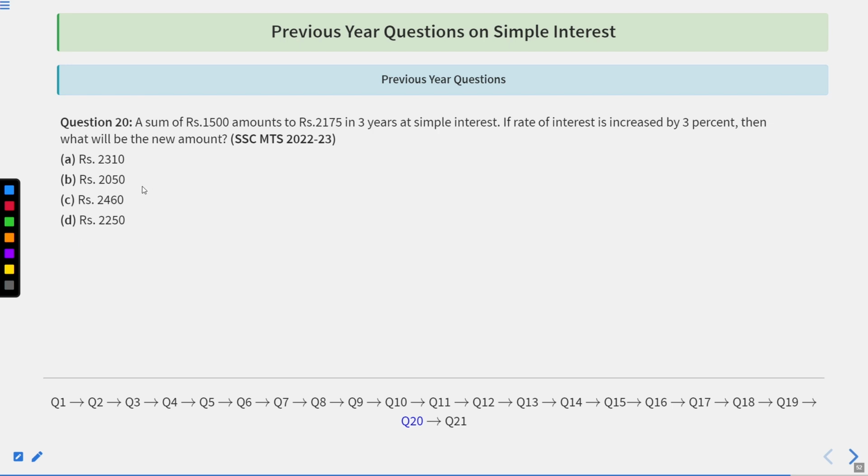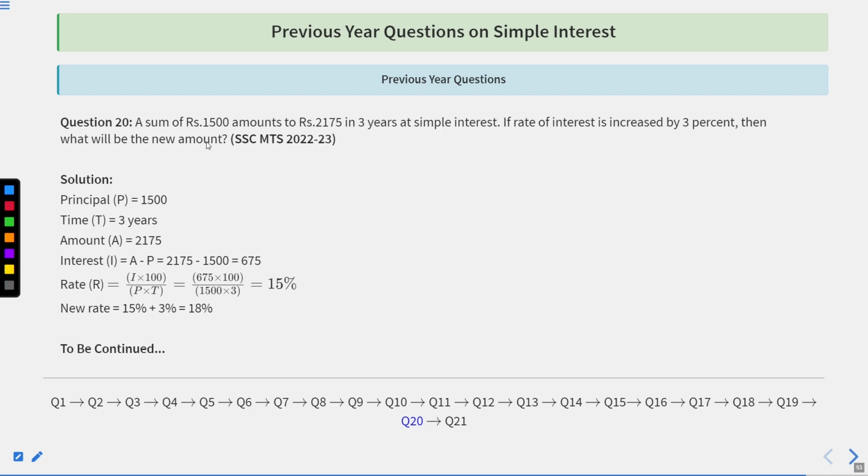Question number 20. A sum of rupees 1500 amounts to rupees 2175 in 3 years at simple interest. If the rate of interest is increased by 3%, then what will be the new amount? So the solution: principal P is equal to 1500 and the time T is given to be 3 years. So the amount will be 2175. So all this information is given in the question.